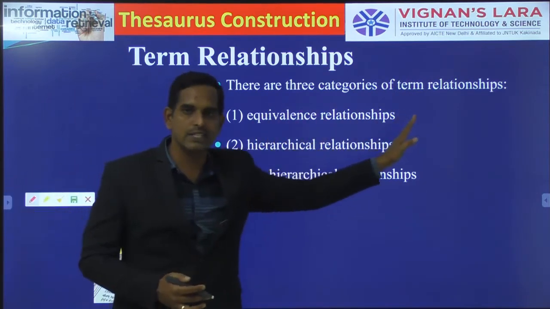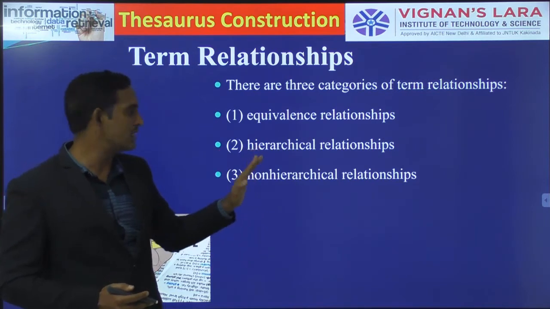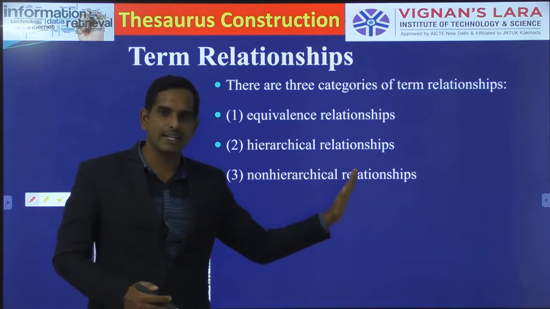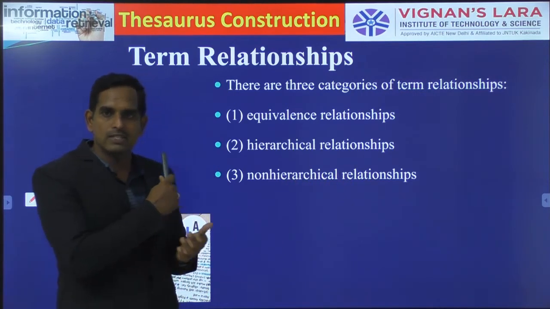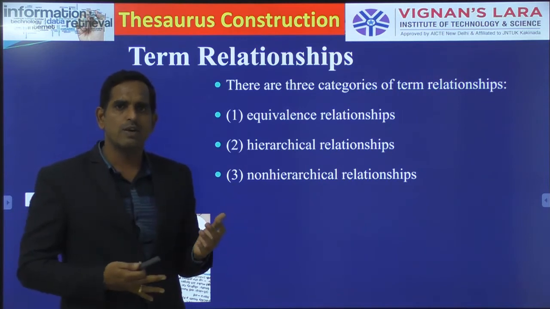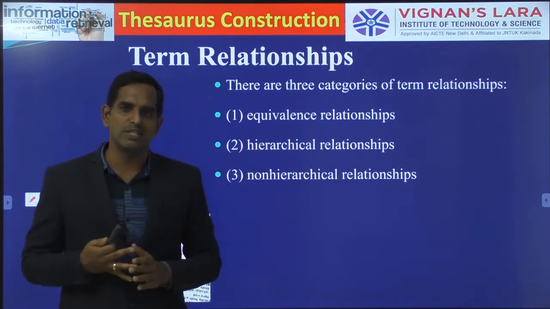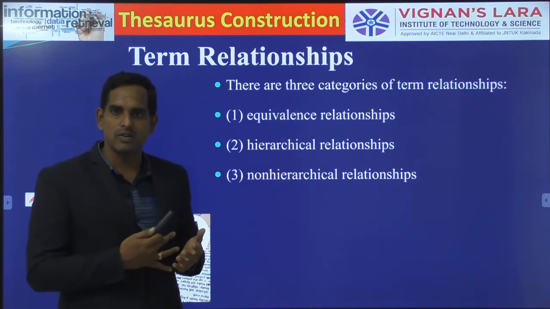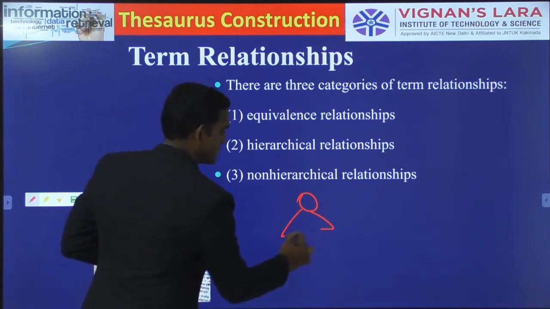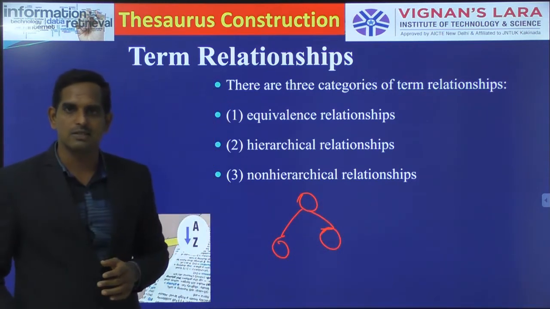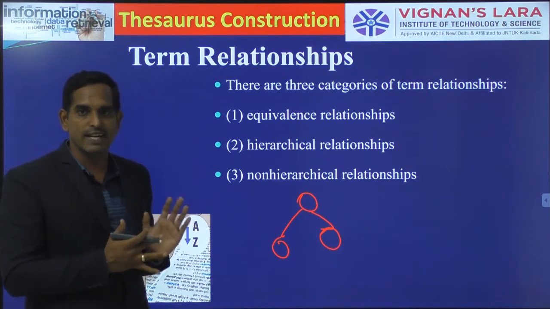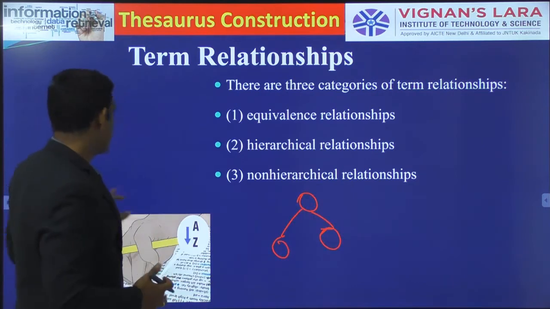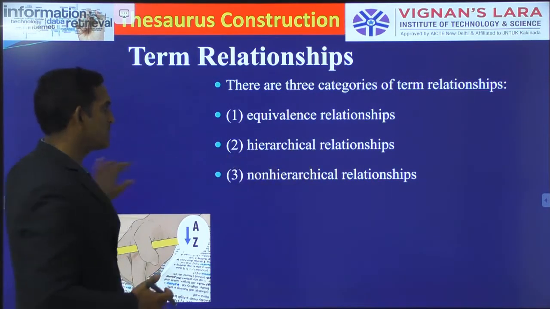There are three categories of term relationships: equivalence relationships, hierarchical relationships, and non-hierarchical relationships. As you have seen in the last session about one system where you use the hierarchical relationship between the terms, where you have parent-child relationships, like part-of. So we have the hierarchical relationship between the terms in that system. That is how we can have a hierarchical, parent-child-like relationship in your terms. Okay, there are other types of relationships which can be formed.